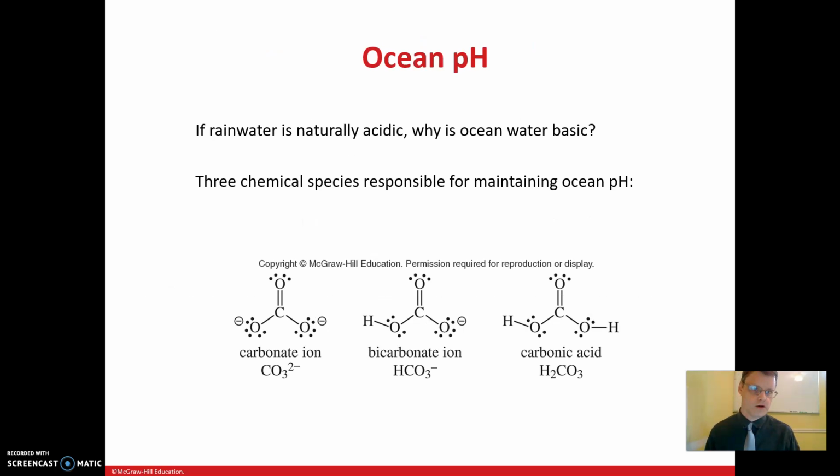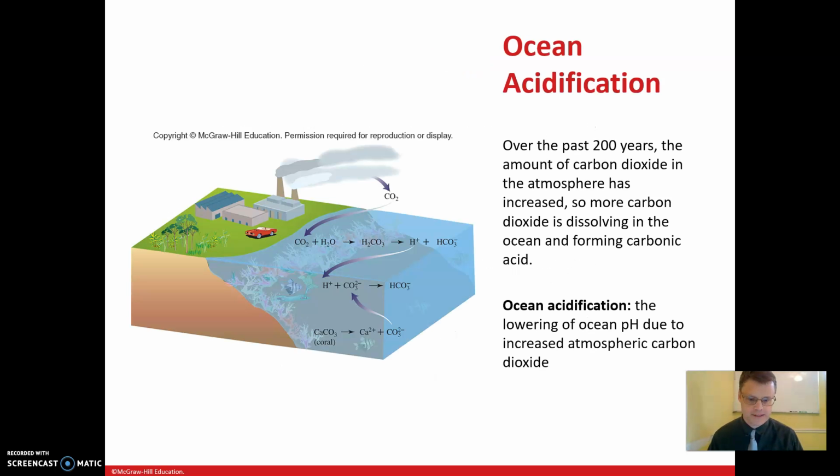Okay, so rainwater is naturally acidic, but the ocean is naturally basic. And there are some species that are responsible for maintaining ocean pH. So we have the carbonate ion, CO3 2-, the bicarbonate ion, HCO3-, and then carbonic acid, H2CO3. These are all in relationship with each other based on chemical equations and chemical equilibria. So we're going to look at some of those on this slide.